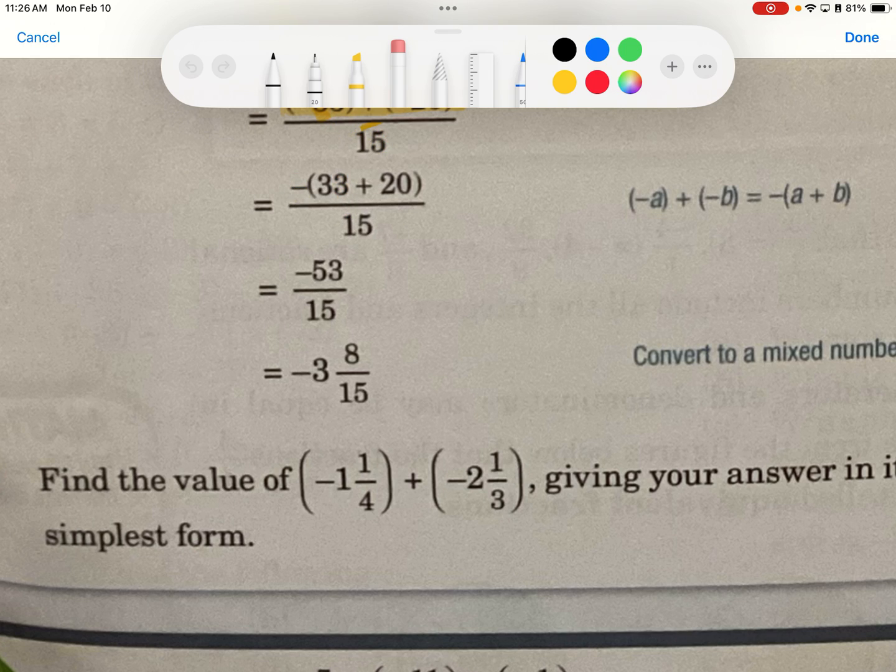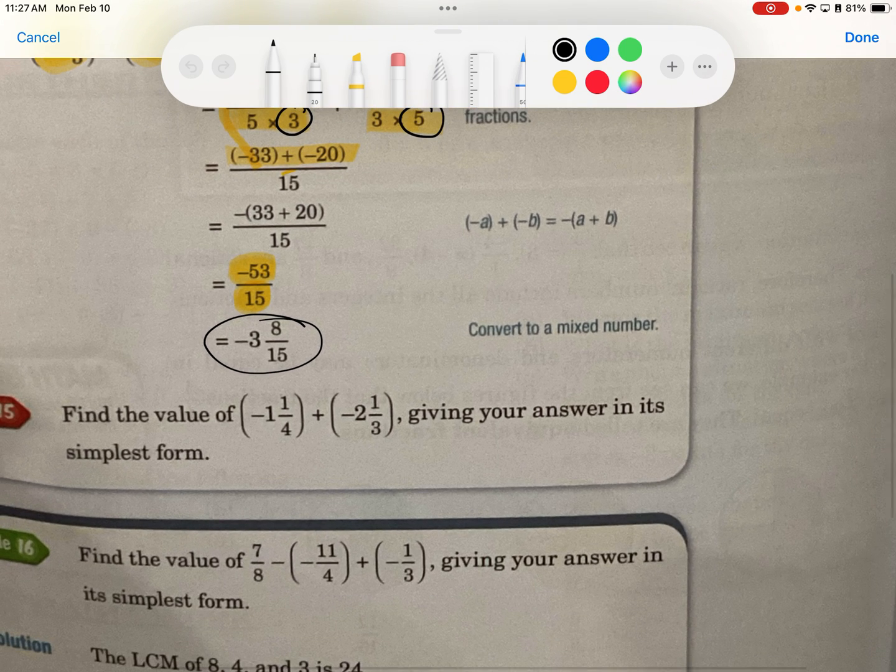All right. So then we know, based on looking at the screen, that we have -53 over 15. This is an improper fraction, so we need to change it to a mixed number. How many times does 15 fit into 53? 3 times, because that's 45. Then 53 minus 45 is 8. So we end up with -3 8/15.